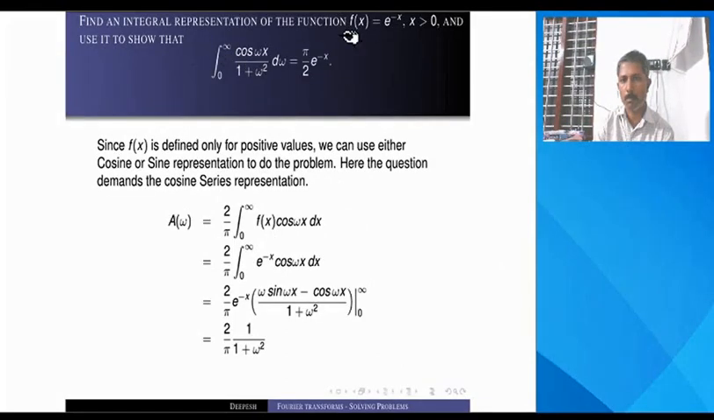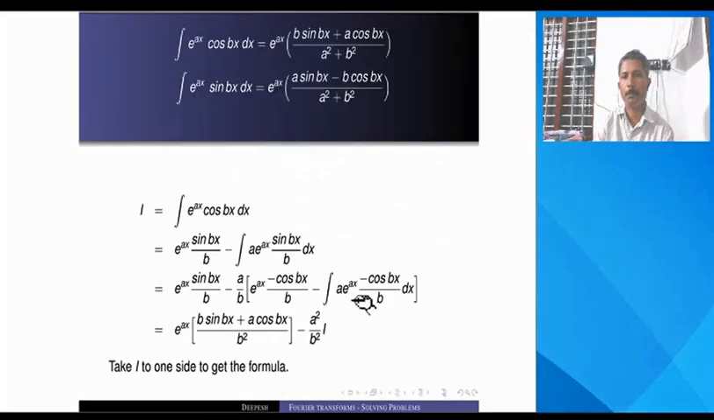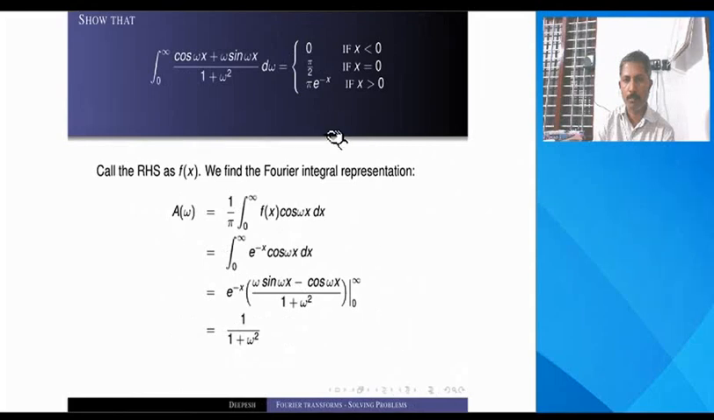So it's just a typical problem where you need to find the cosine integral representation and manipulate in such a way that whatever is required on the left side is kept on the left side, and the other terms are taken to the right side. Okay. So this is the formula that I have mentioned. Now this is the second problem.